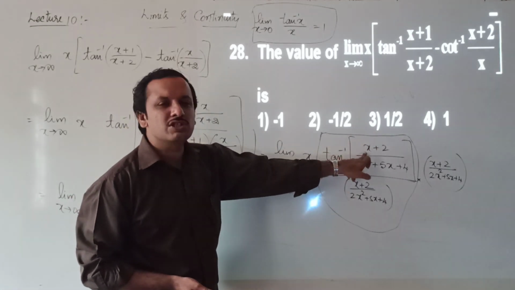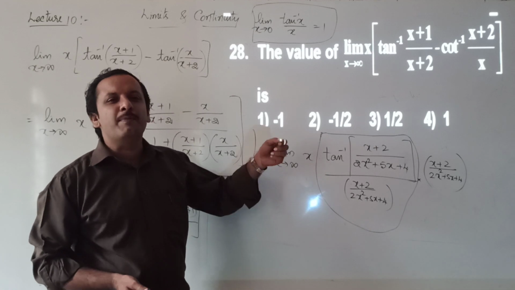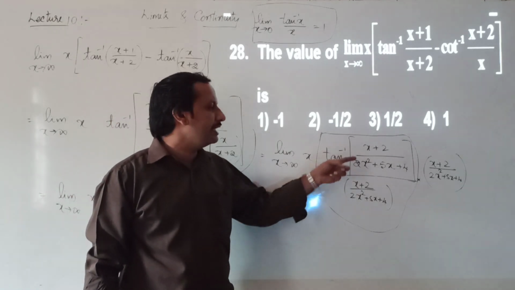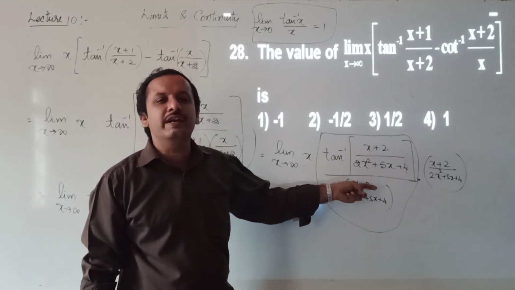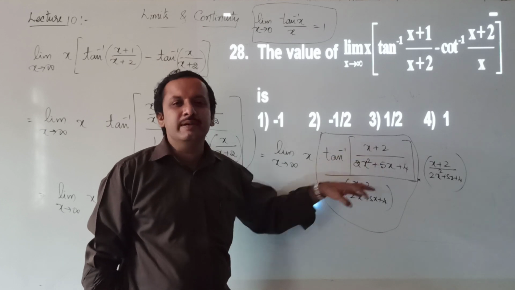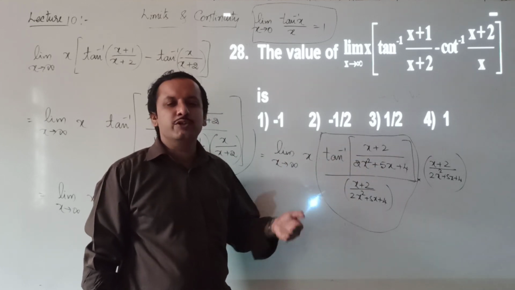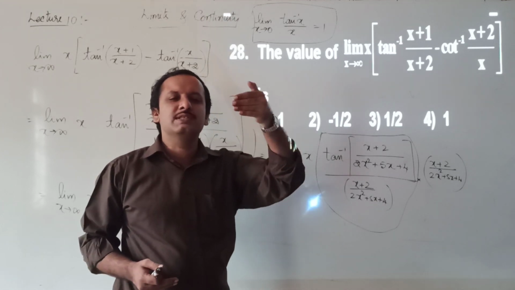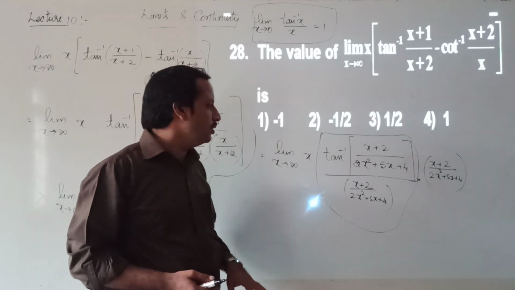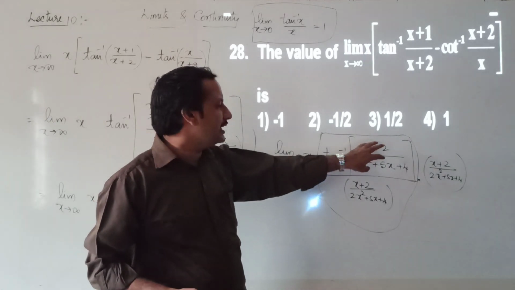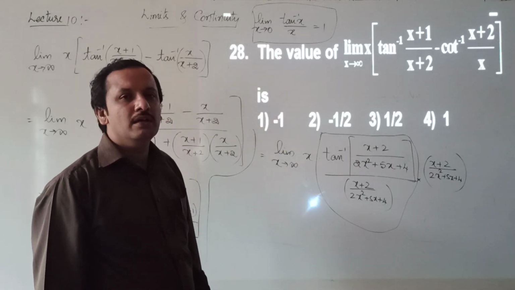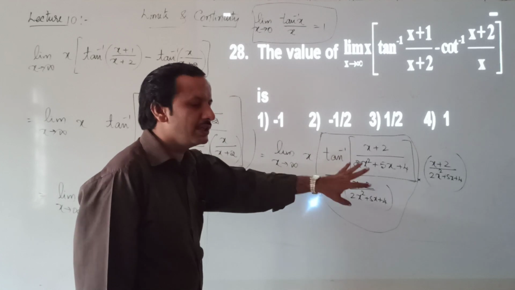This expression, x plus 2 by 2x square plus 5x plus 4, both are polynomials. Degree of the numerator is less than the degree of the denominator. Denominator has a larger power of x. In that case, the value of this limit will tend to 0. As you know, if you have p of x by q of x, both polynomials, and the degree of the denominator is larger, then as x tends to infinity, that tends to 0. Therefore, I can use this formula. Hence, the value of this expression is 1.